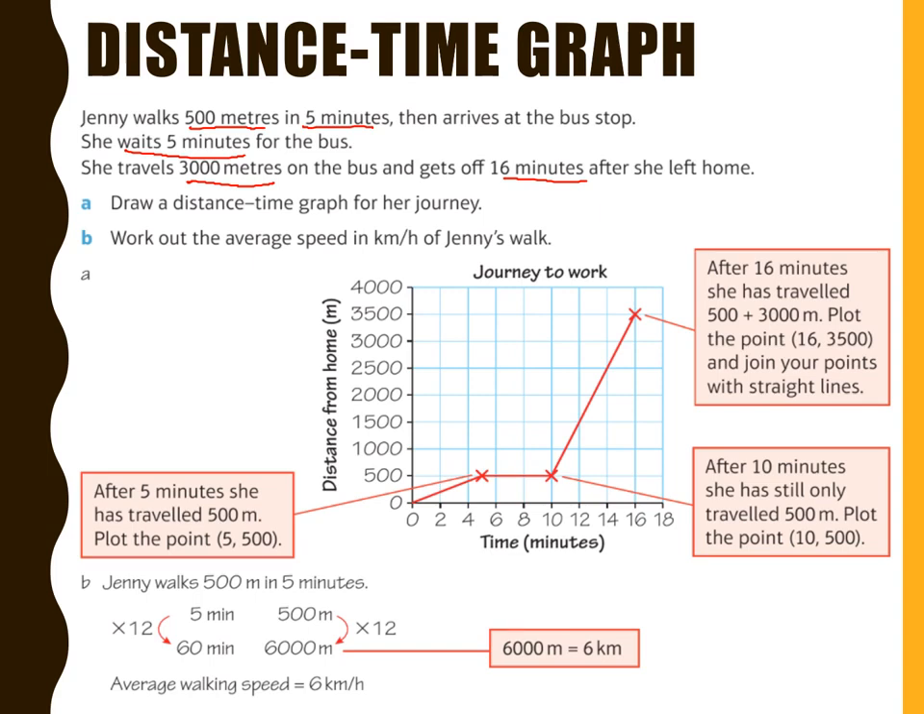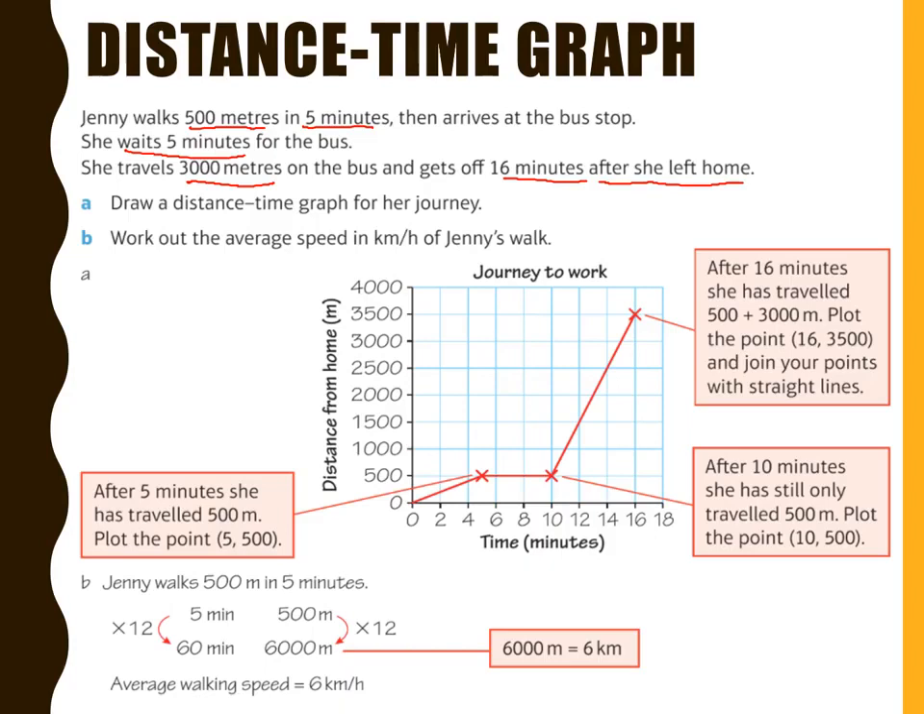You need to be careful with the statements. With distance time graphs, you need to understand what the statement is saying. And the only way you can do that is if you put yourself in that situation. You go, okay, I've walked 500 meters to the bus stop, and then at the bus stop I waited, and then I traveled another 3,000 meters on the bus, and I get off 16 minutes after she left home. This is the clue, after she left home. It didn't say 16 minutes from when she took the bus. It says 16 minutes after she left home. So basically your end point is at 16.